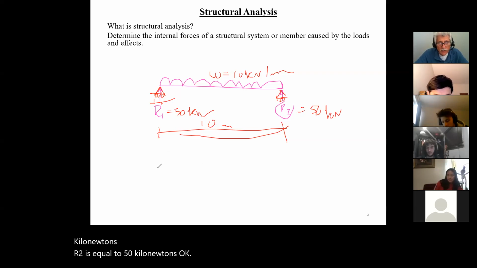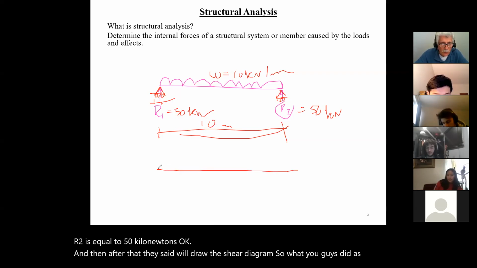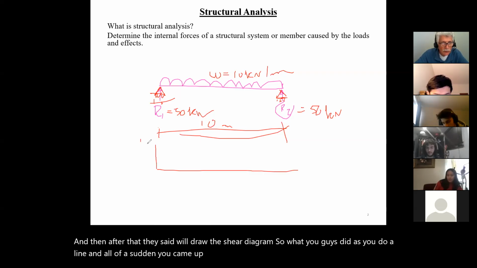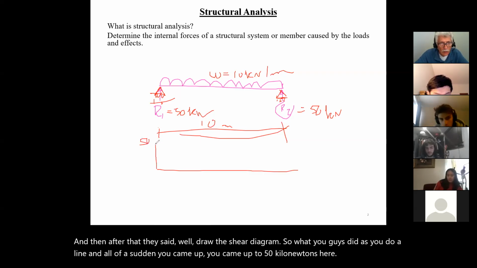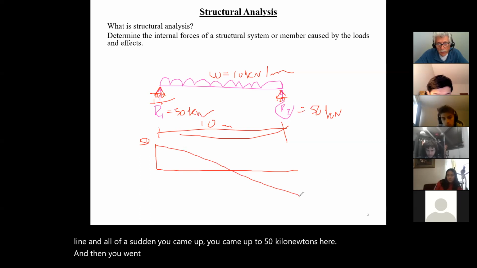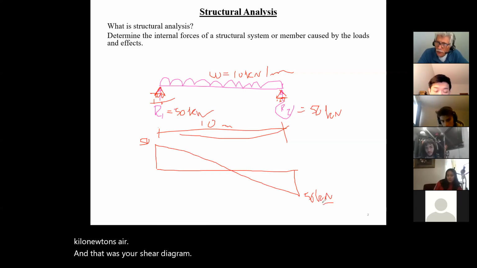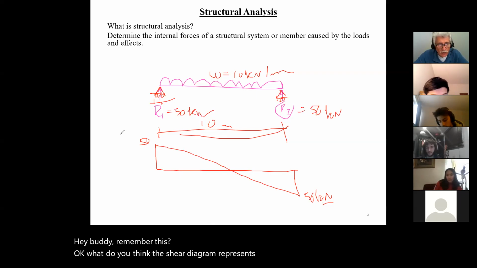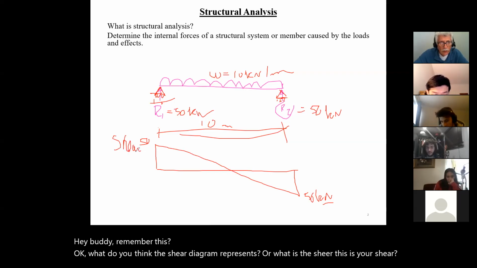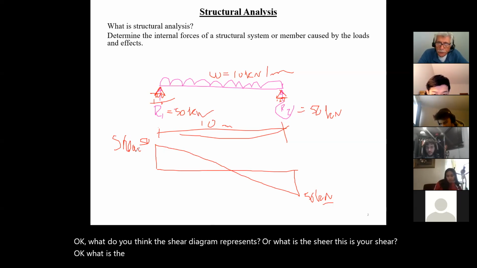And then after that, they said, well, draw the shear diagram. So what you guys did is you drew a line, and all of a sudden you came up to 50 kilonewtons here. And then you went across and you went all the way down, and then you came back up to 50 kilonewtons there. And that was your shear diagram. Everybody remembers this? Okay. Now, what do you think the shear diagram represents? Or what is the shear? This is your shear. What does the shear diagram represent?